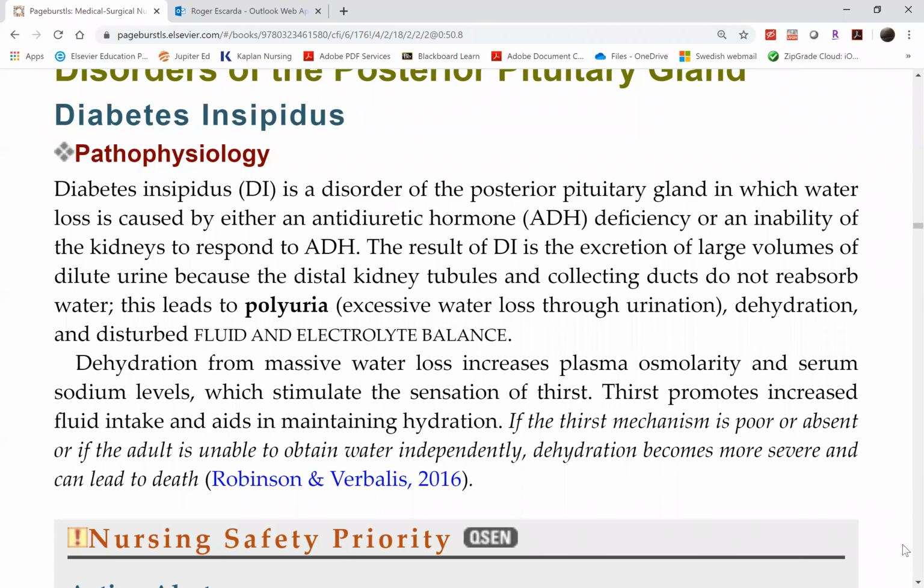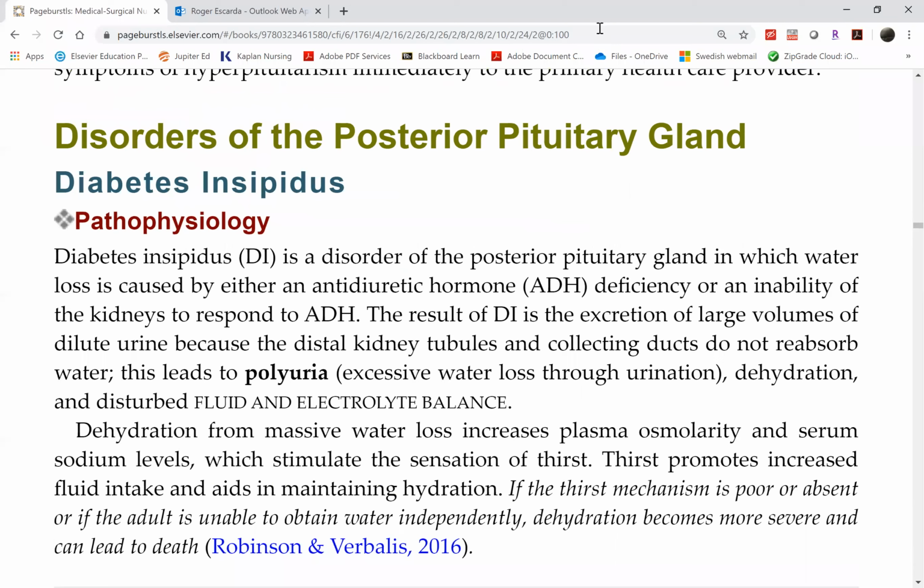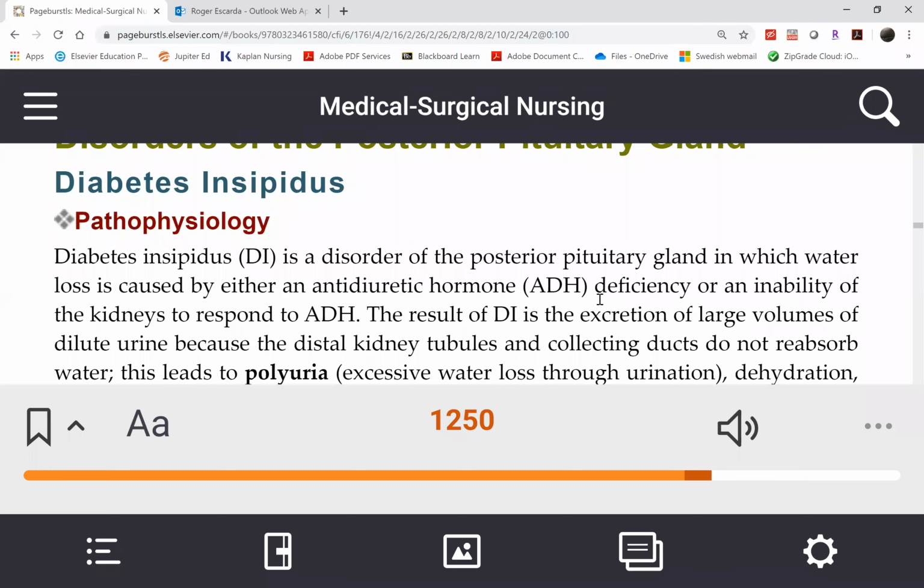I'm sorry, what page is this? What was that? What's the question? I'm sorry, no, what page is this? I'm on chapter 62, 1250.